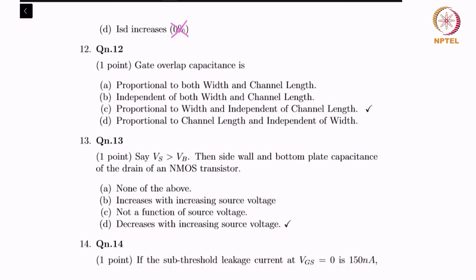So the 12th question is about gate overlap capacitance. The correct answer is that the gate overlap capacitance is proportional to the width and independent of the channel length, because no matter how long the channel is, the overlap is only on the edges. But of course, if it's very wide, then a longer section will overlap, and so it's proportional to width and independent of channel length.